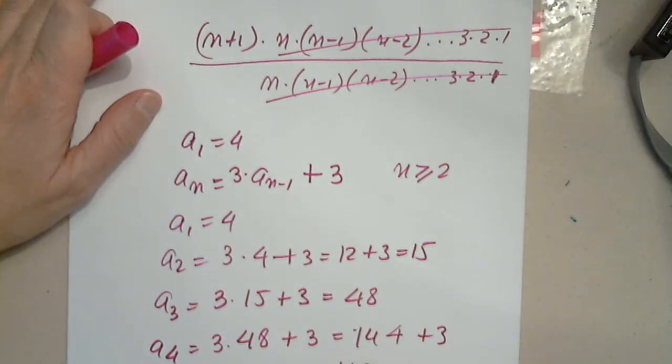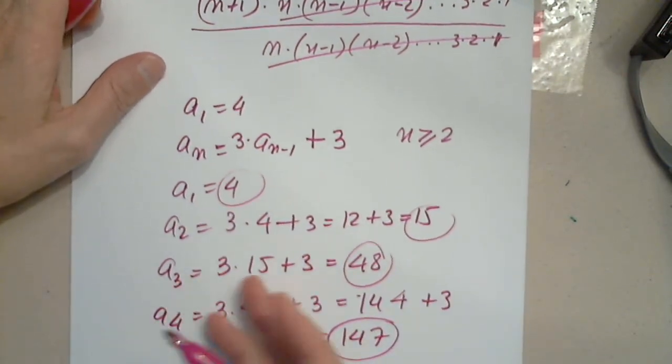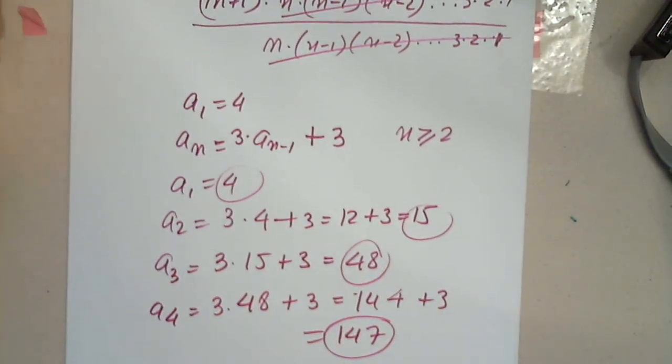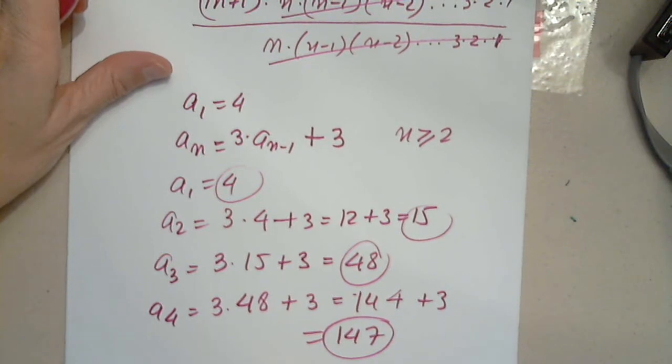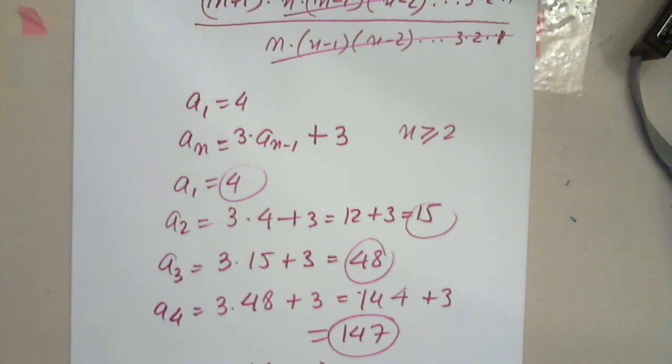And I got 147. So if you want to list the sequence, you don't have to, but I just want to show you what we just discovered. This is what we discovered. And I can't put a sub n because I don't have a general term. I only have a relationship.